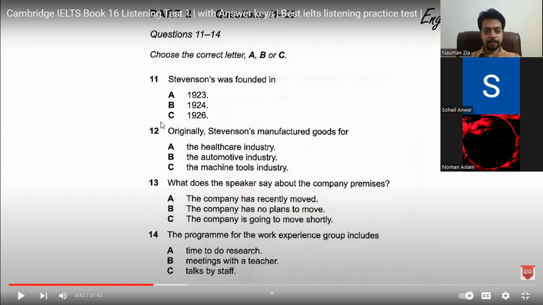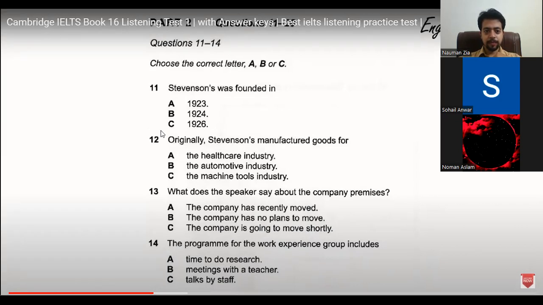Ji Vakar. 1923 is incorrect. Sohail Anwar. 1926. 1926 is the correct answer.